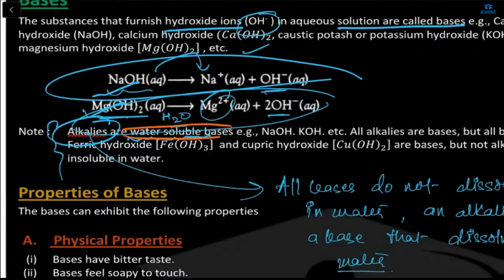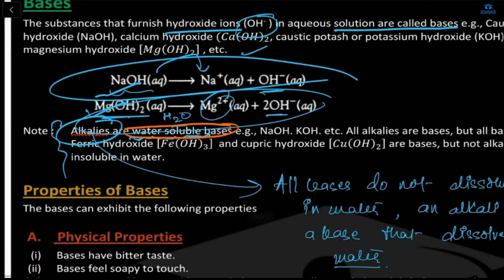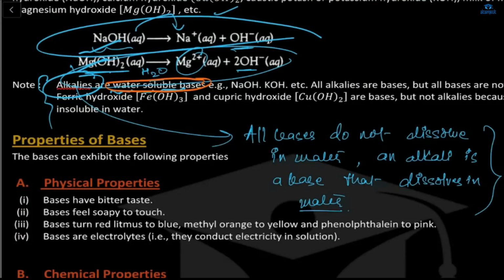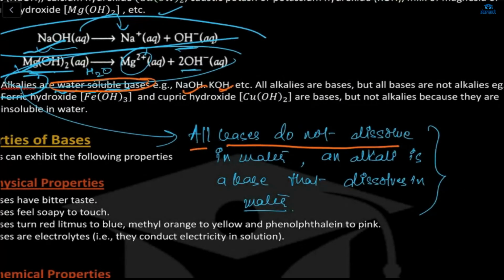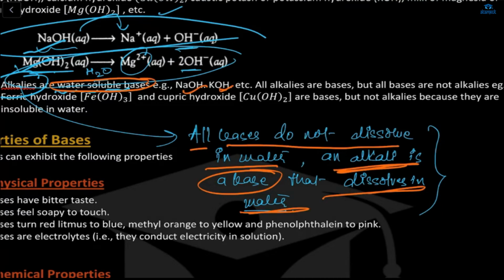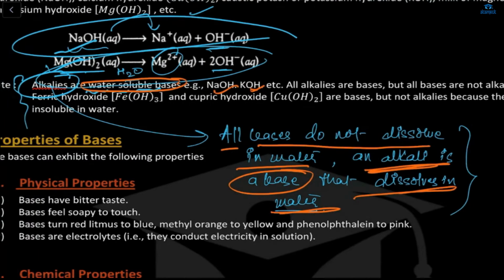Alkalis are dissolved in water. That's why alkalis are known as water soluble bases, and alkali is a base. The examples are the same as bases: NaOH, KOH. Here I have told that all bases do not dissolve in water, and an alkali is a type of base that dissolves in water. That's why alkalis are known as water soluble bases. The examples are these only: sodium, potassium, magnesium. Okay, now you got it.